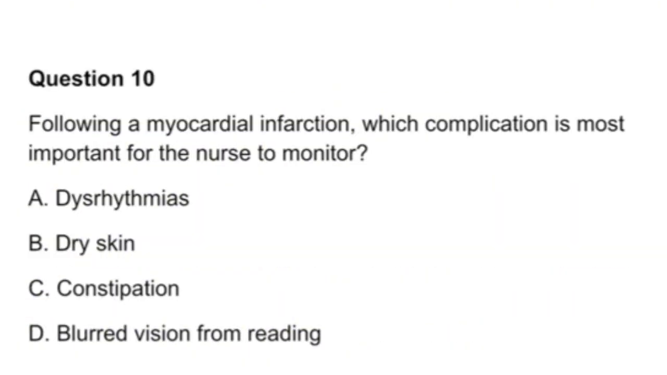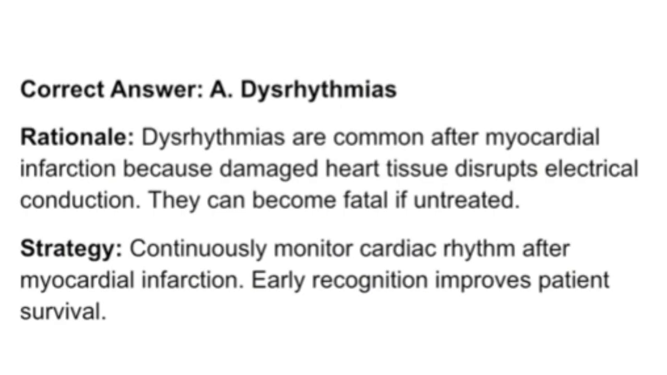Question 10. Following a myocardial infarction, which complication is most important for the nurse to monitor? A. Dysrhythmias. B. Dry skin. C. Constipation. D. Blurred vision from reading. Correct answer: A. Dysrhythmias. Rationale: dysrhythmias are common after myocardial infarction because damaged heart tissue disrupts electrical conduction.